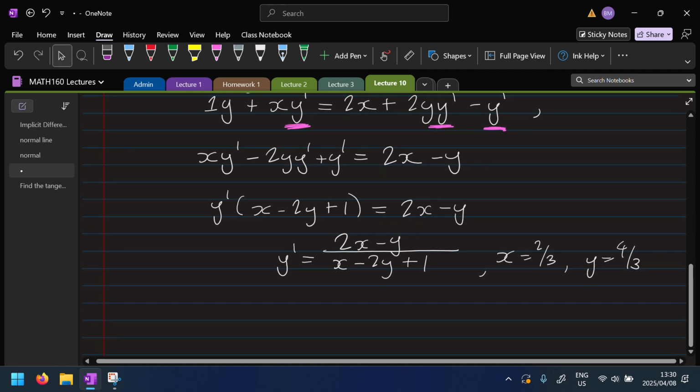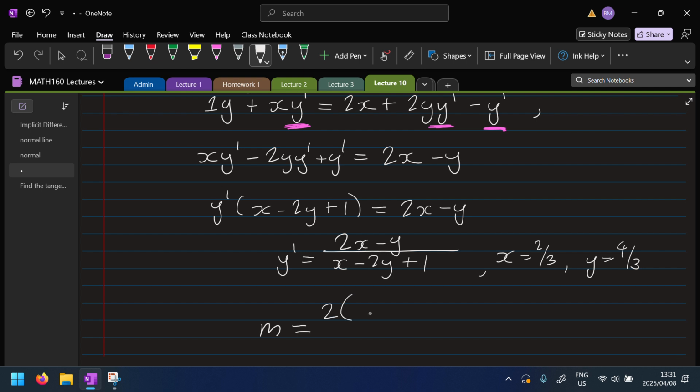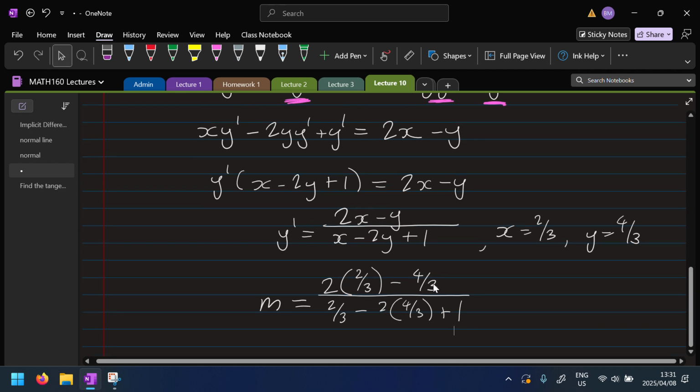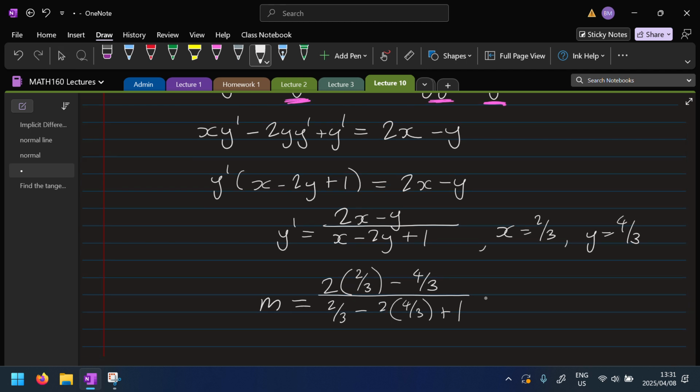Okay, let's see what we get substituting this. So y prime, that's going to be our gradient m that we're interested in. 2 times x, that will be 2 times 2/3, minus y, that will be 4/3, over x, that will be 2/3, minus 2 times y, that will be 2 times 4/3, plus 1. Now on the top, we're going to have 4/3 minus 4/3, that will be 0. Okay, so we have a gradient of 0.